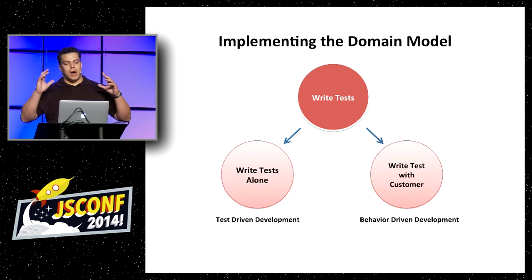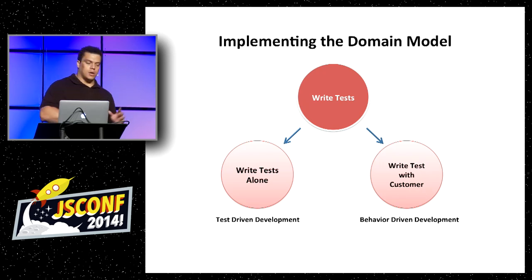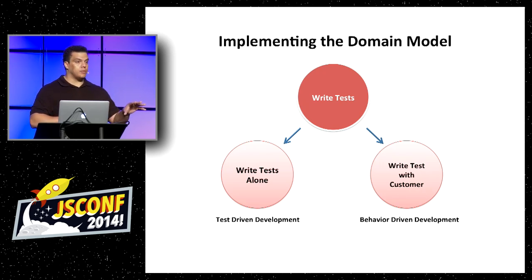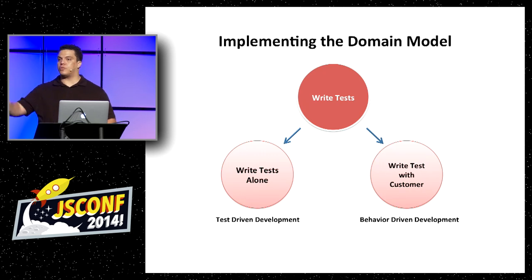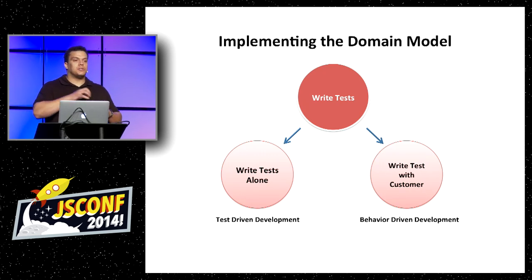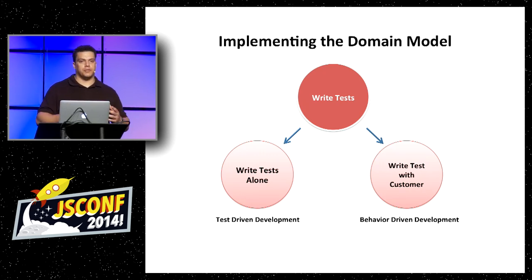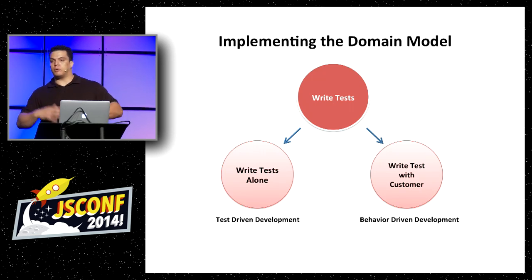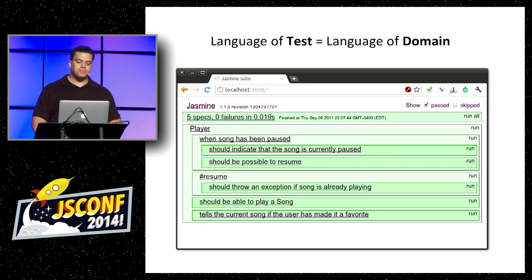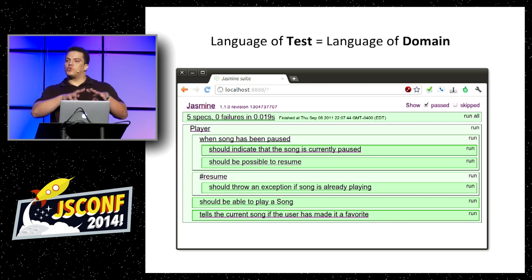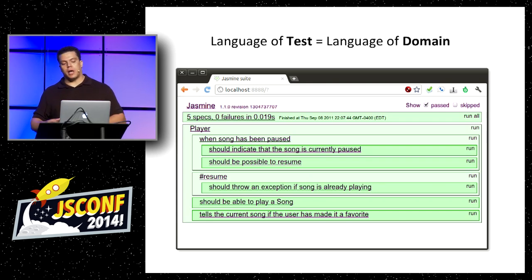There we go. So you have a choice of writing tests by yourself, or you have a choice of writing tests with the customer. When you write your tests by yourself, it's called test-driven development. When you write them with the customer, it's called behavior-driven development. Here's an example of what a behavior-driven development set of spec tests look like.